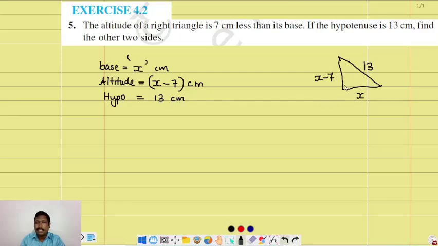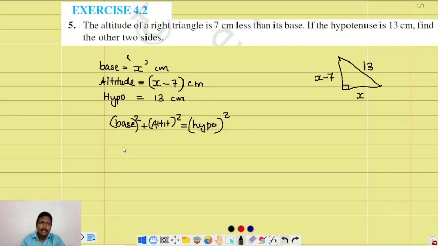Now this is a right angled triangle, so we can apply Pythagoras theorem. What is Pythagoras theorem? Base square plus altitude square is equal to hypotenuse square.